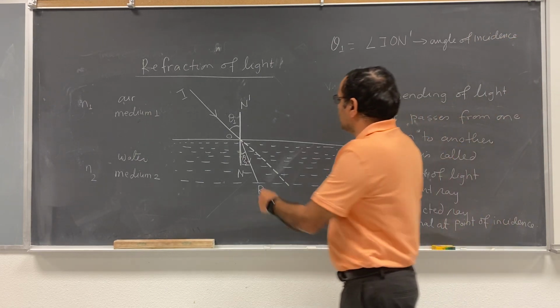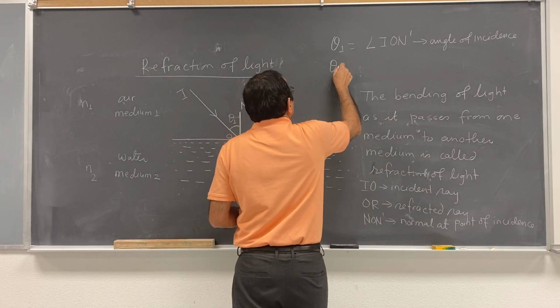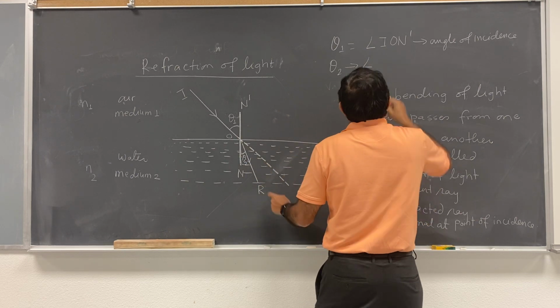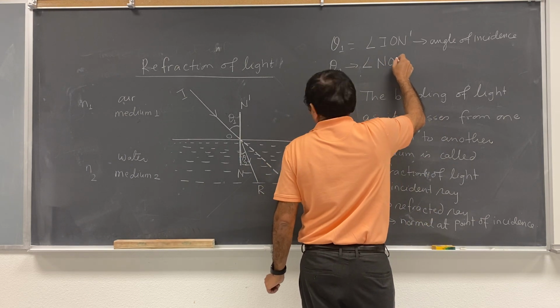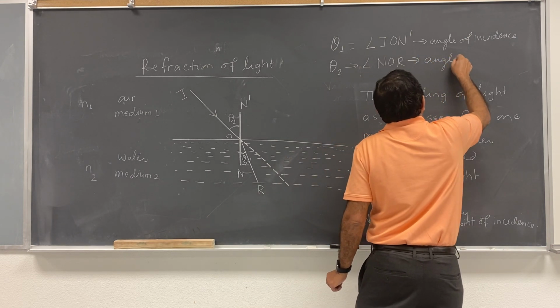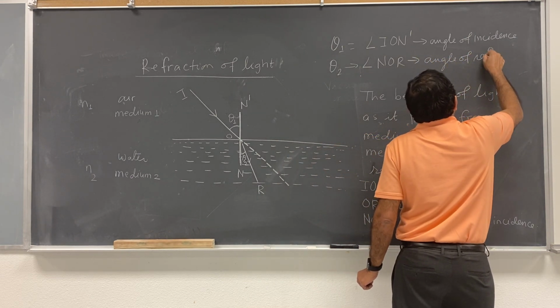Okay, and theta 2, this is angle NOR. This is called the angle of refraction.